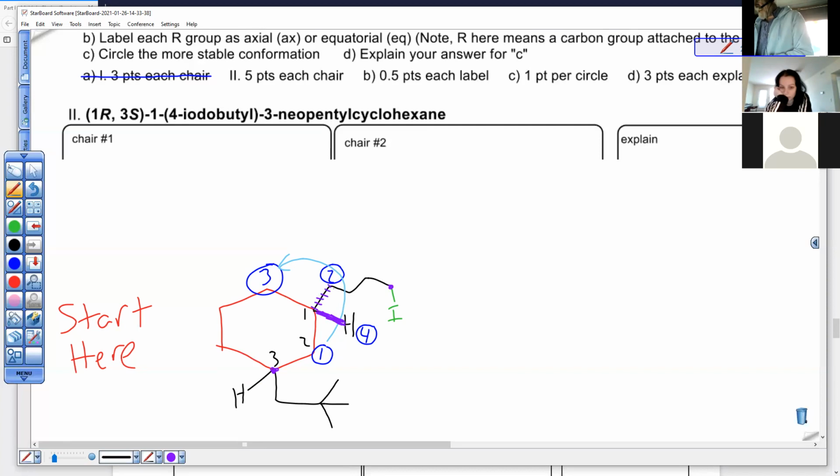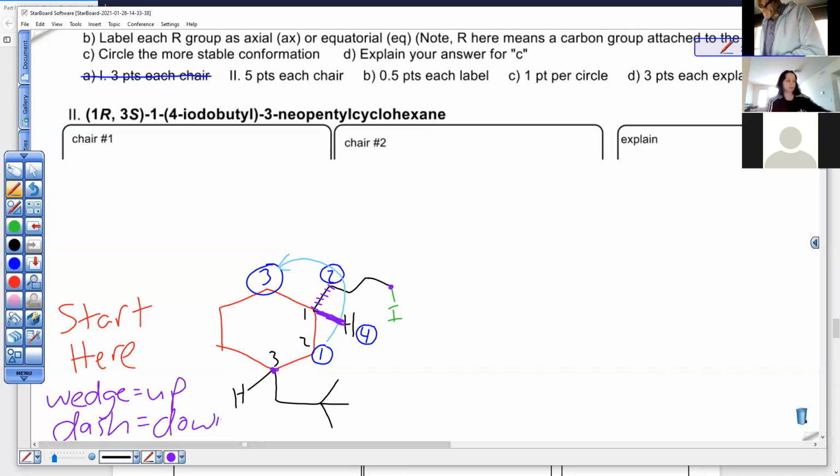The reason we do chairs is because we don't do wedges and dashes in the chair. So just adjacent there. So that'll be up and this will be down. In case you didn't know and you haven't watched the other videos yet, a wedge is the same as up and a dash is the same as down. When you're doing chairs, it's all about ups and downs, isn't it?